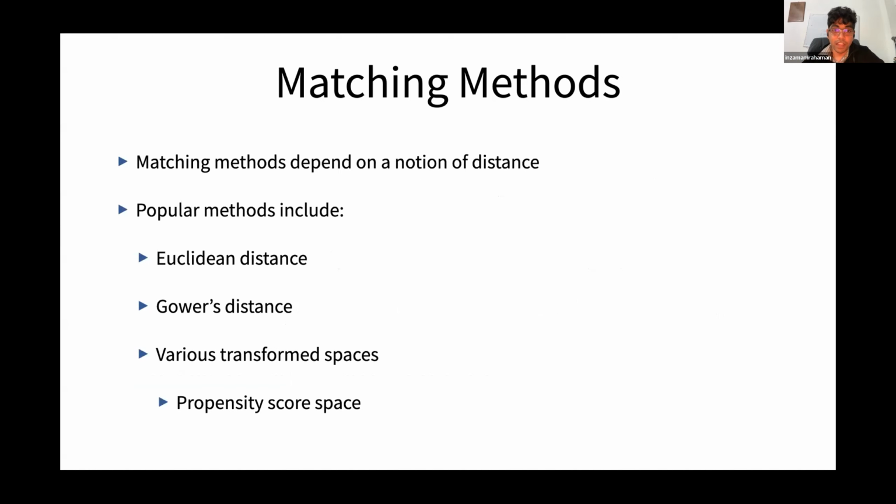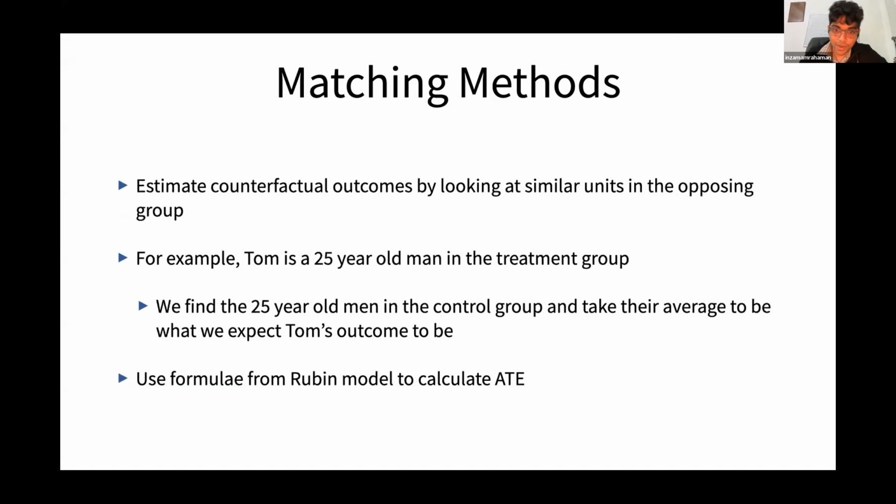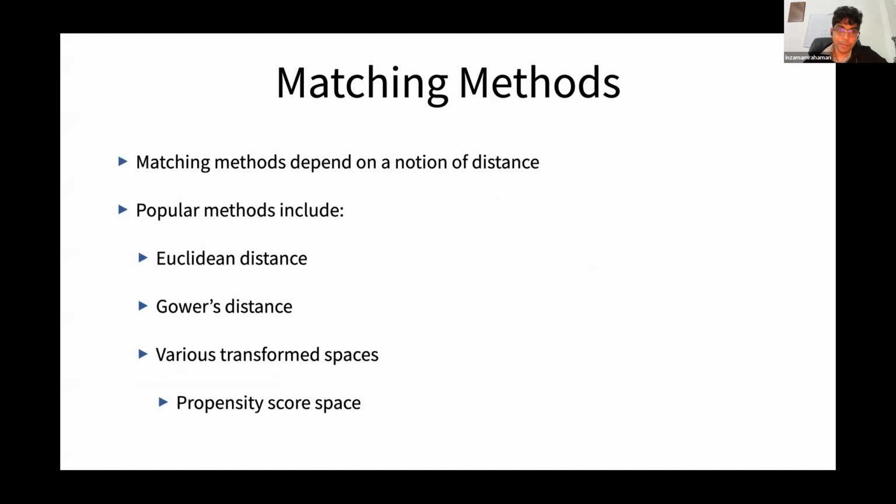Right. Now matching methods depend on a notion of distance. So this is a very simple example. We just have two covariates, right? Gender and age. But of course, in real world circumstances, you would have more. So there are different ways of matching units with their counterfactual counterparts, using different similarity metrics.